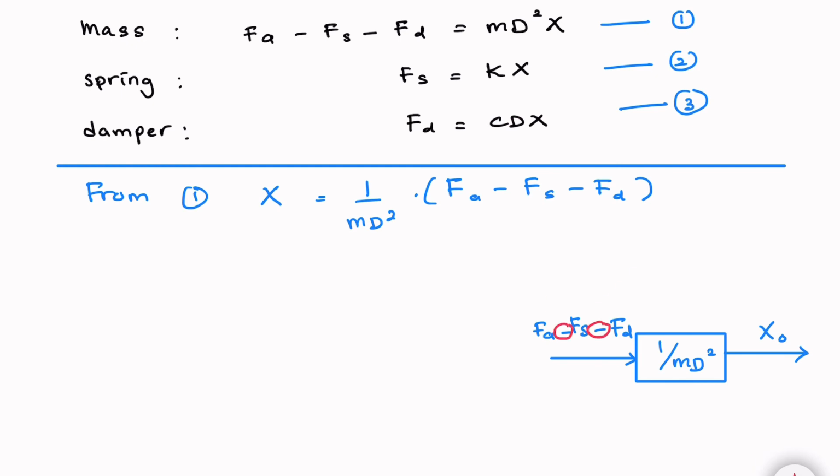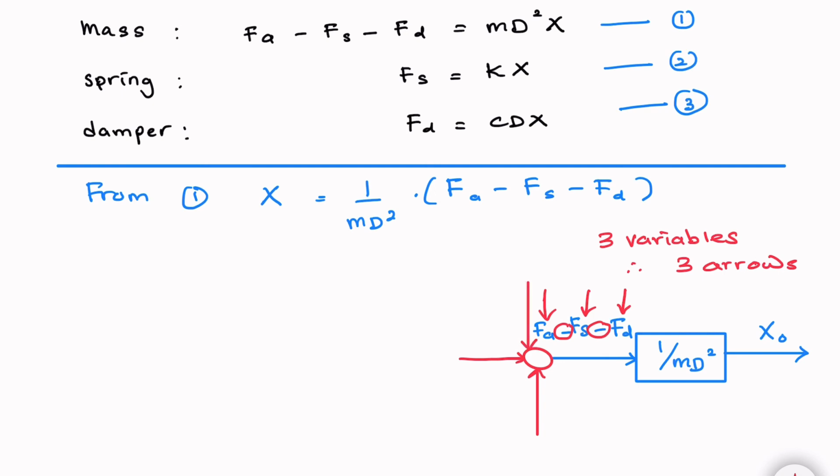Here we can see the operation is subtraction with three variables. So we draw a summation point with three input arrows. So here we'll represent Fa minus Fs minus Fd.